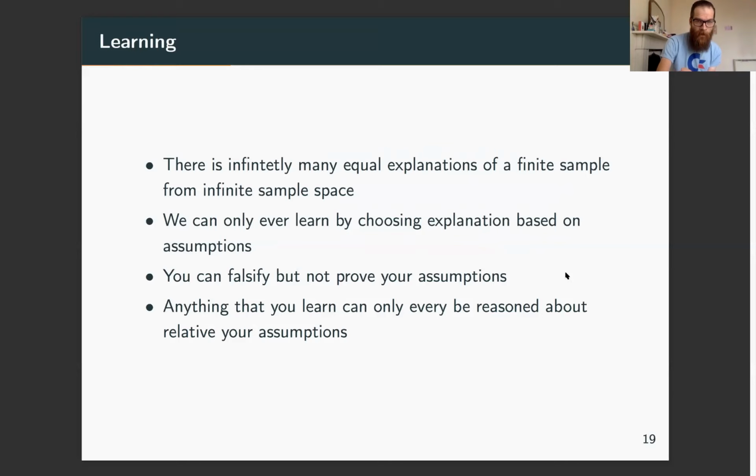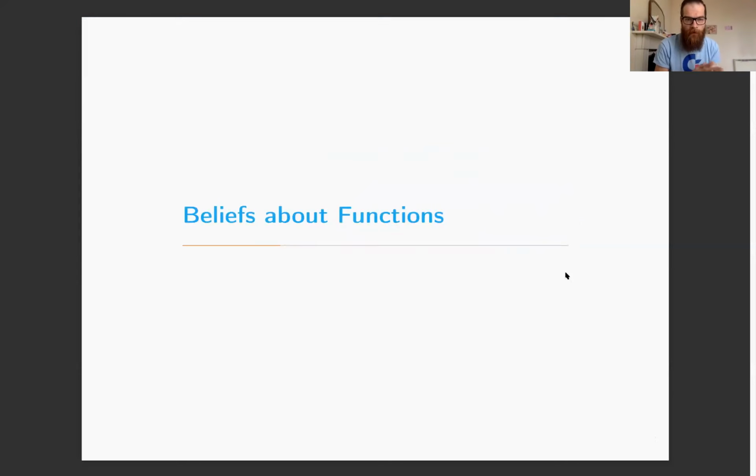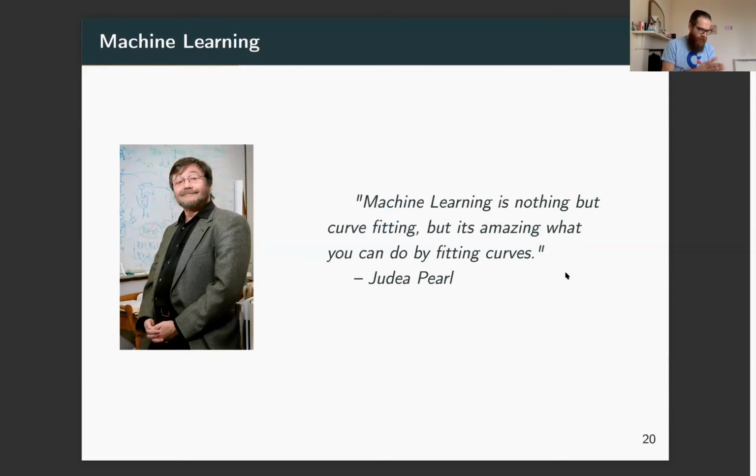Okay. So with that, I'm going to talk a little bit about what I do research in, which is about how we can parameterize beliefs about functions. So I'm going to start with a quote. A book that everyone should read is Judea Pearl's The Book of Why, that came out this year, I believe. And in an interview, he said something about machine learning. He said, machine learning is nothing but curve fitting, but it's amazing what you can do by fitting curves.